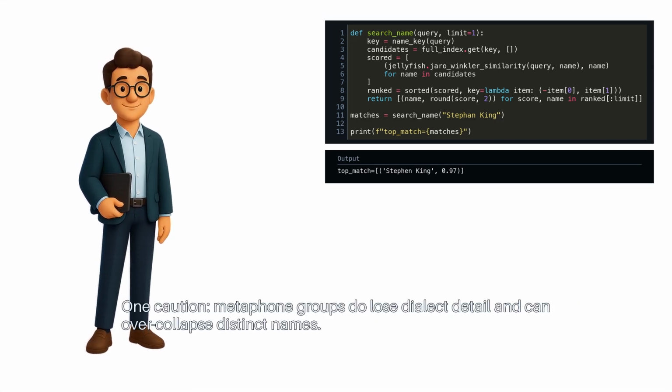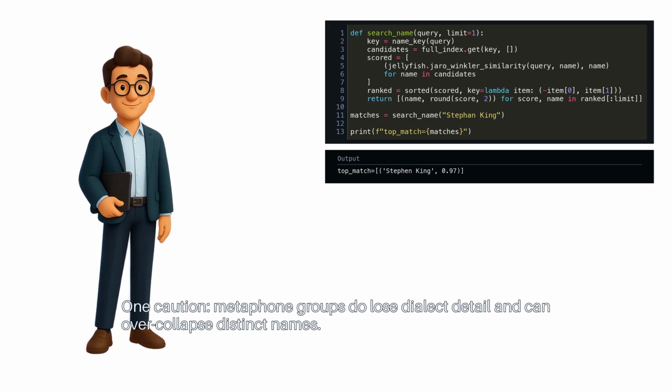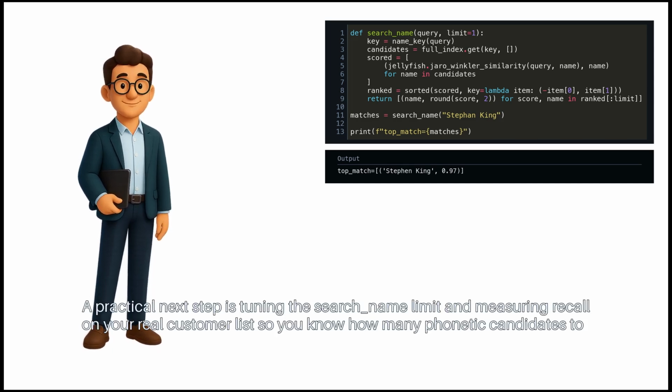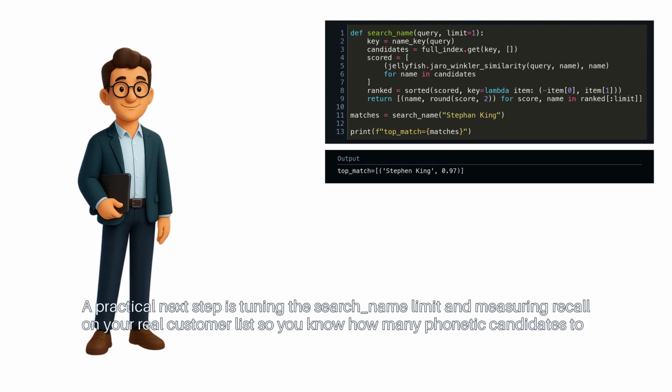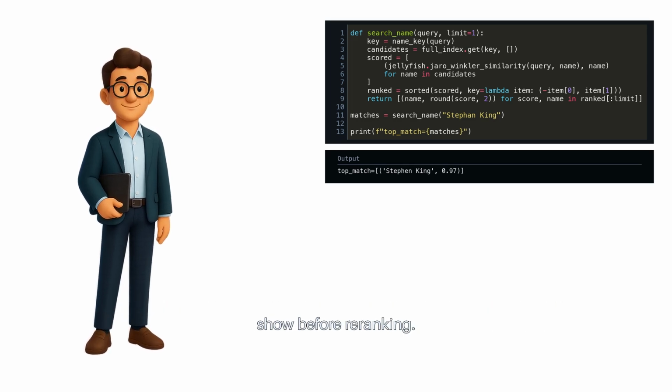One caution: metaphone groups do lose dialect detail and can overcollapse distinct names. A practical next step is tuning the search name limit and measuring recall on your real customer list, so you know how many phonetic candidates to show before re-ranking.